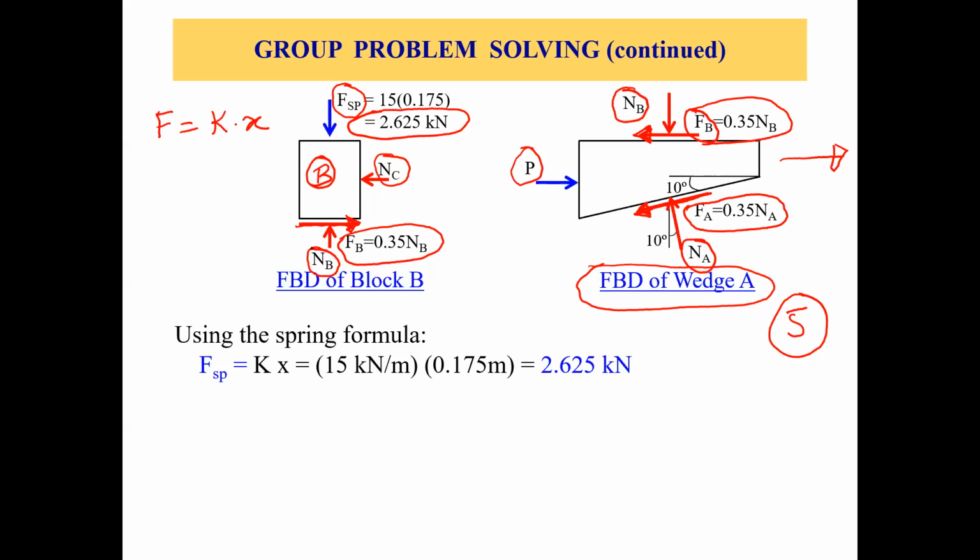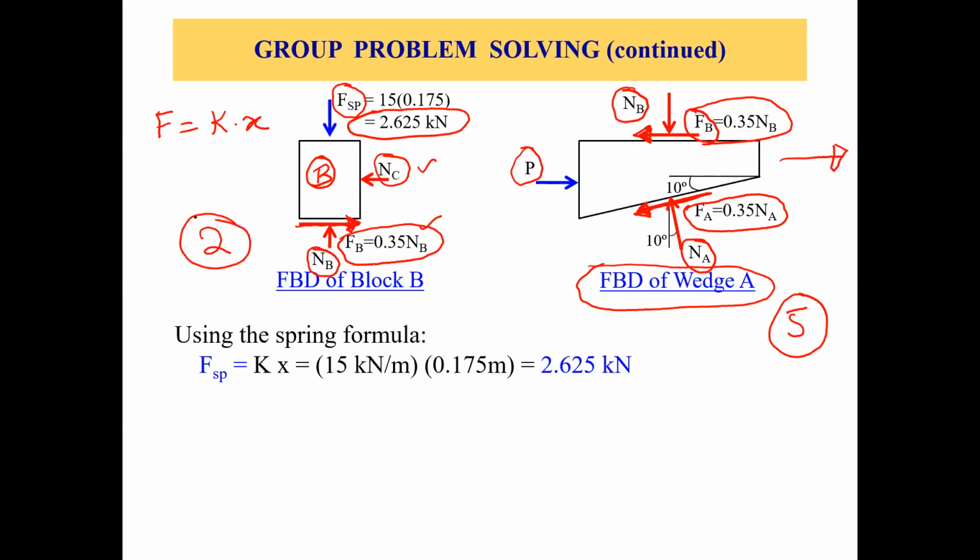Now let's see how many unknowns we have. So we have this NC, we have NB, and that's it. So we have only two unknowns in this, right? Okay, so we have two unknowns in this block B.